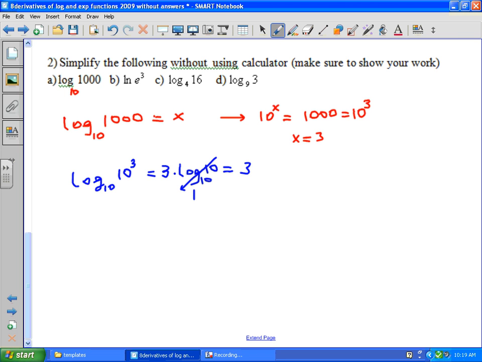Okay, how about part B, ln of e cubed? How do we simplify that one? This one should be pretty easy. ln means base e, right? Log base e. So this is just like part A then, right? How would you rewrite this? 3 times ln e, right? With the property of logs, you can bring the power down, right? And ln e is 1 because it's log base e of e, so the answer is 3.